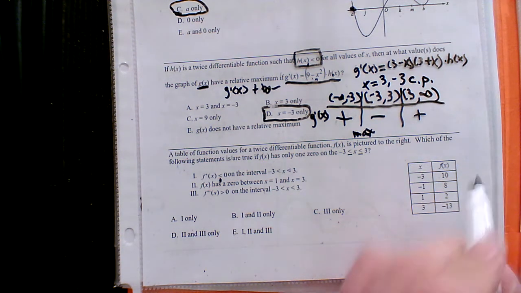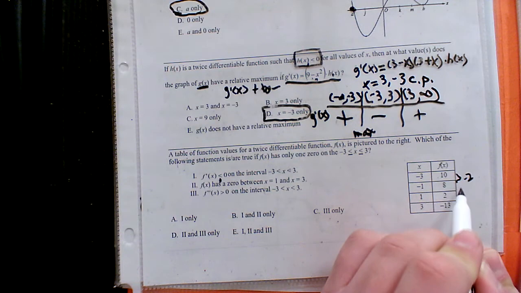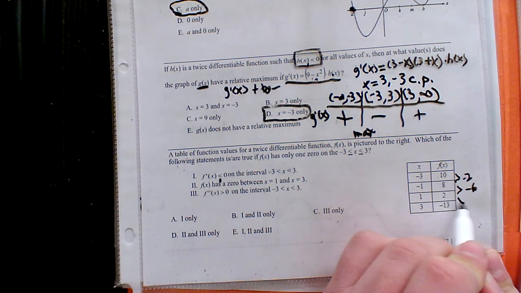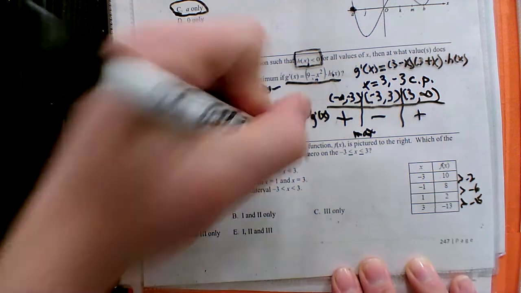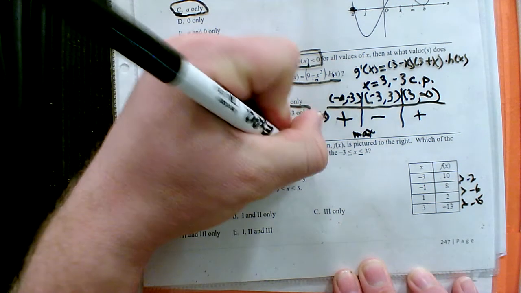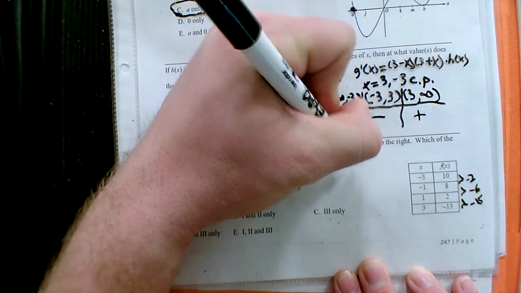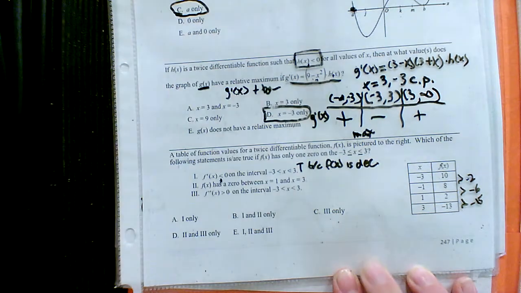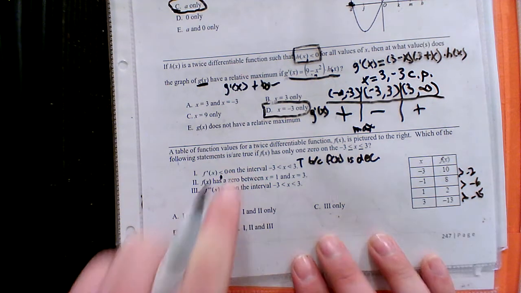Do you agree, Dan, too? Yeah. Now how do you know it's less than 0? Because f of x is decreasing. Yes, f of x is decreasing. This goes down by 2. This goes down by 6. This goes down by 15. It's decreasing. So this is true because f of x is decreasing. Okay.